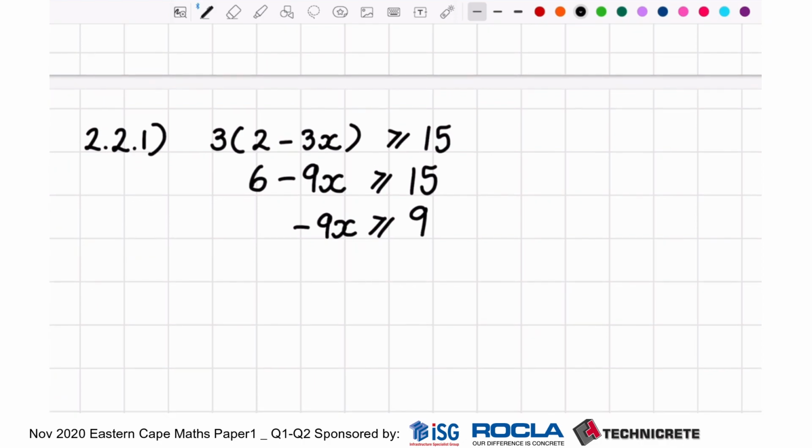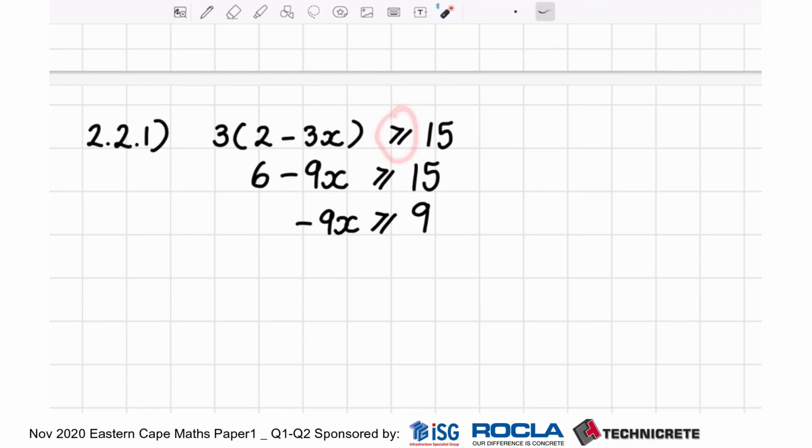Then I want x to be on its own. If I want x to be on its own, I've got to divide this side by negative 9, which means that I'm also dividing this side by negative 9. Remembering that when I've got inequalities, if I've got a greater than or a less than, when I divide by a negative number, the inequality has to change direction, and I keep the equal bit at the bottom. So my inequality is going to change direction. I'm dividing negative 9x by negative 9, so I'm left with x on this side, and on the other side I'm dividing 9 by negative 9, which is negative 1, and so my answer is that x is less than or equal to negative 1.